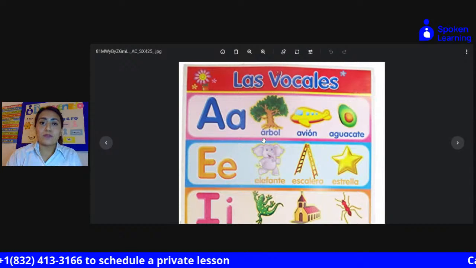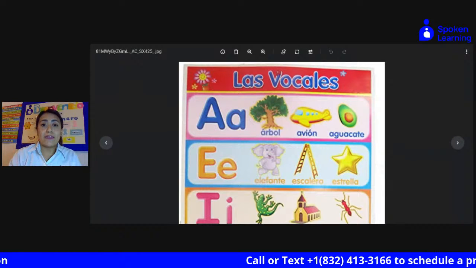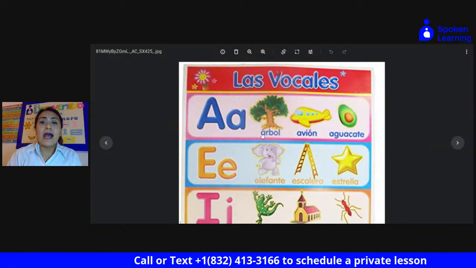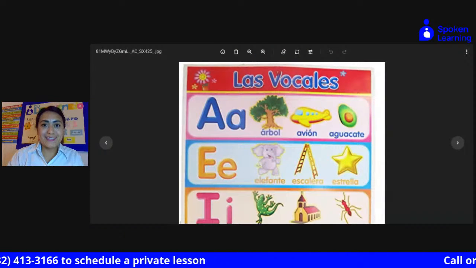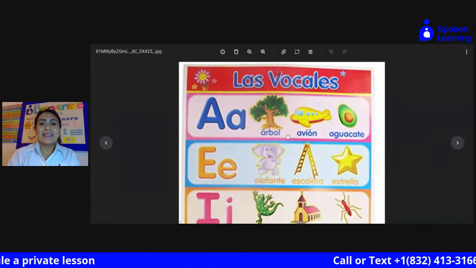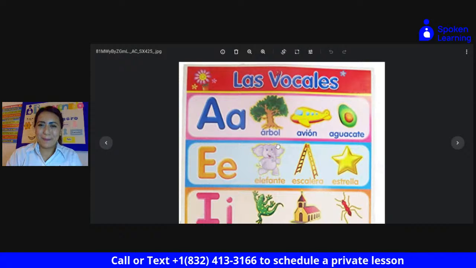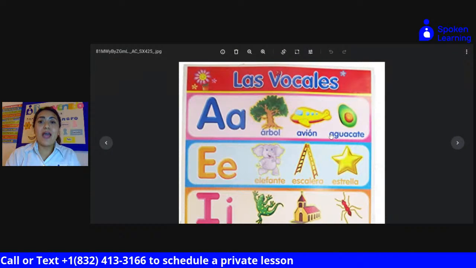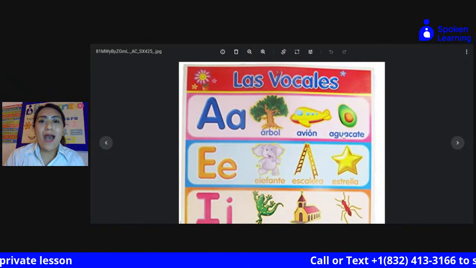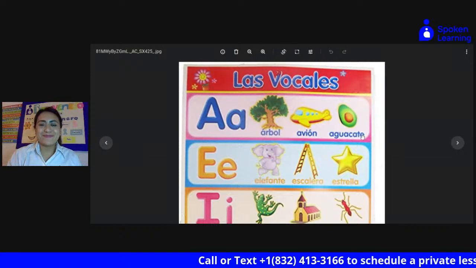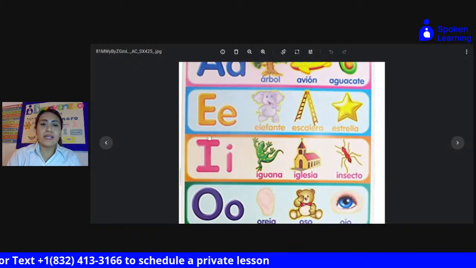Some of the examples of the words that have this letter sound, letter A, are árbol. Okay? Árbol. Repeat. Perfect. Then we have avión. Excellent. Now, aguacate. Listen. Aguacate. Perfect.